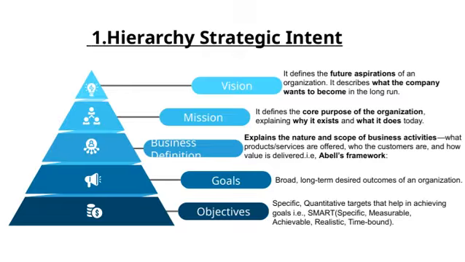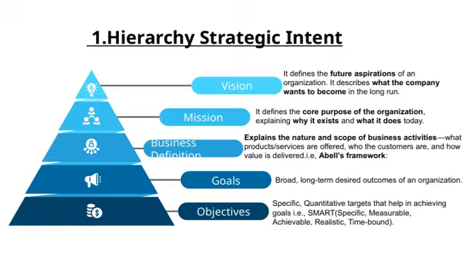Now, let's look at the specific, quantitative targets that help us achieve our goals. These are often framed using the SMART criteria, meaning they are specific, measurable, achievable, realistic, and time-bound. Setting these targets gives us clear milestones and helps us track progress effectively. On the other hand, we also need to think about the broad, long-term outcomes we want our organization to achieve. These are the desired future states that guide our strategic direction over the years.